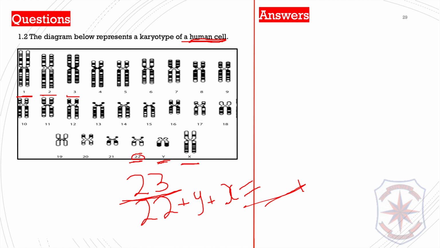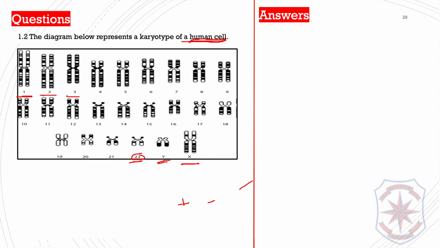Another thing that we must determine is whether this karyotype belongs to a male or to a female. Remember, a female karyotype would have which gonosomes? It would have X, right? But this one has X and Y. Therefore, this karyotype would be that of a male individual. Okay. After that analysis and studying the diagram, let us now go into the examined questions.